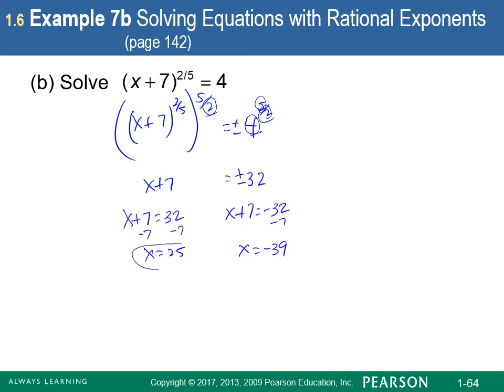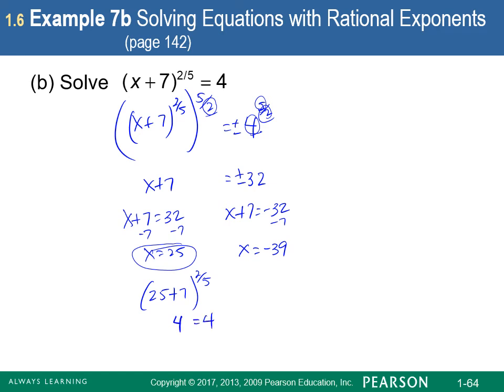Now again, we want to check these and see if they actually work. If we take the 25, plug it in, we get 25 plus 7, that's 32, to the 2/5 power. Now again, you can do that on your calculator. You don't have to do it in your head. And that does indeed come out to be a 4.